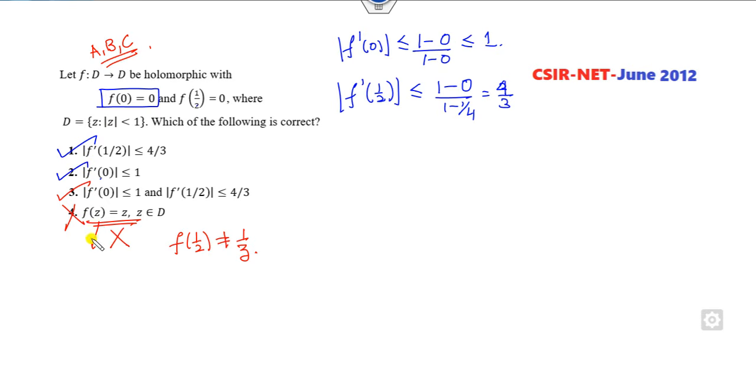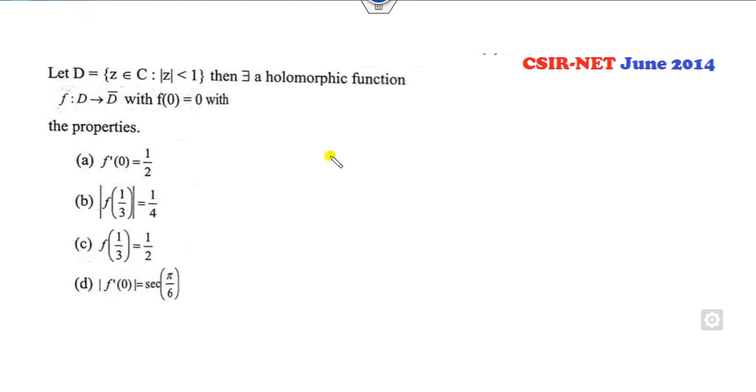You can also read it this way. This means f is my identity mapping. So that is not correct. Look at this another question.